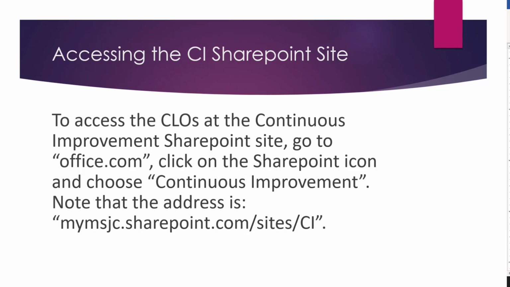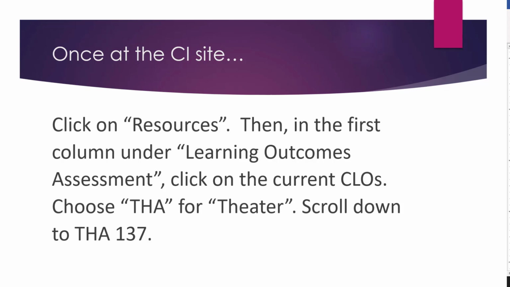To access the CLOs at the Continuous Improvement SharePoint site, go to office.com, click on the SharePoint icon, and choose Continuous Improvement. Note that the address is mymsjc.sharepoint.com/sites/CI. Click on Resources. Then in the first column under Learning Outcomes Assessment, click on the current CLOs.